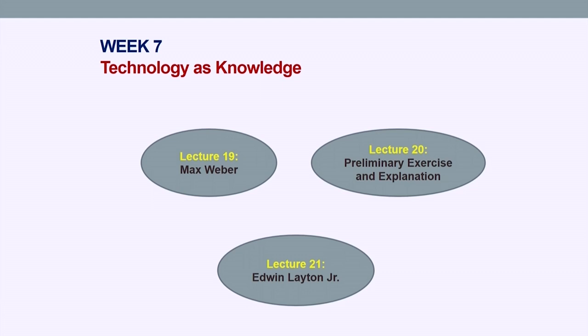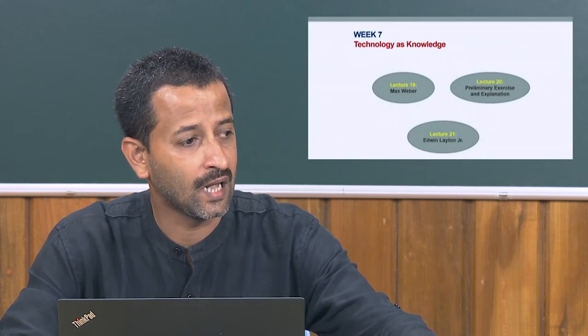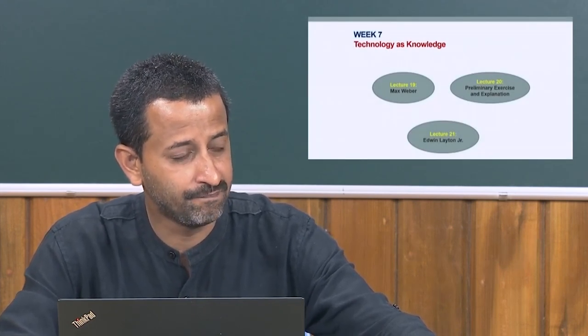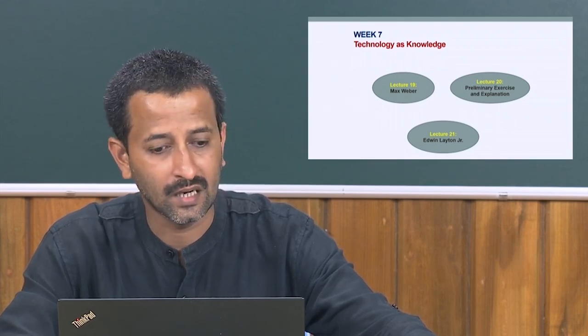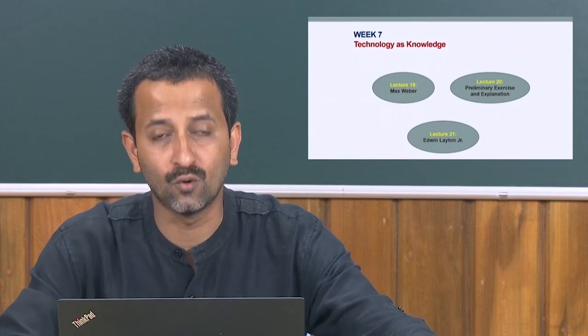And in Weber, we have also discussed different types of social action, namely traditional social action, affective or emotive social action, value rational social action, and goal rational social action. We have also discussed structure of authority in Weber's schema, legal authority, I mean ideal typical bureaucracy, traditional authority, and charismatic authority. And then we have done a preliminary exercise and explanation so far as inequalities in science is concerned and technology as knowledge, before we moved on to Edwin Layton Jr.'s reflection on technology as knowledge.